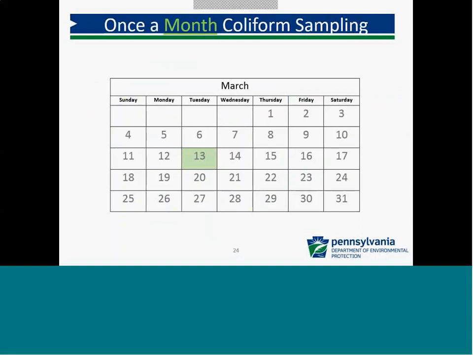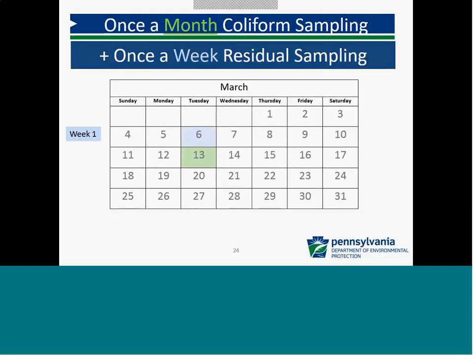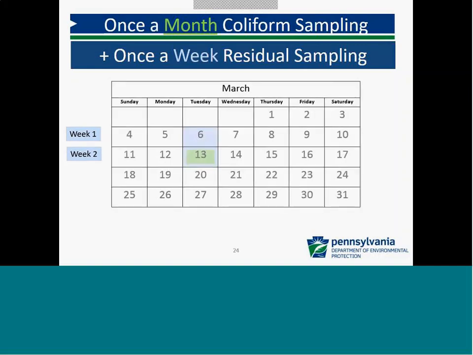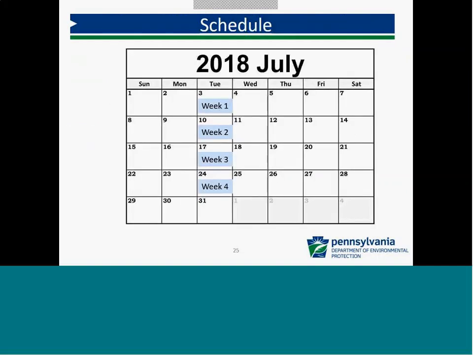So let's look at how this plays out. Usually they sample in the second full week of the month on a Tuesday, the 13th, in this case in March. Now they have to do once a week residual sampling, so they'll stick to Tuesdays in their plan. So they're looking at week 1, week 2, week 3, week 4 in March. But here's, again, when they get to, say, July or some months, there's going to be 5 Tuesdays in their case. So they have to identify a 5th week for a location. So that was their example here.